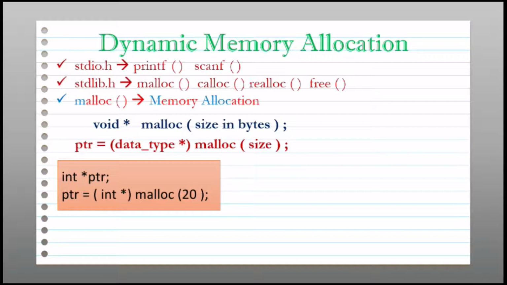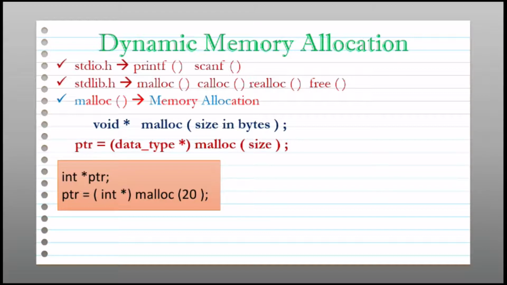And suppose the compiler takes 4 bytes for each integer, then in this example we have allocated 20 bytes, which means we can save 5 integer values in the memory block. So all this allocation depends on the compiler.